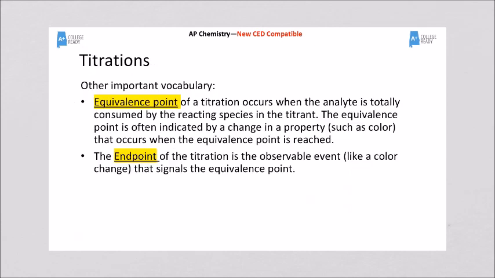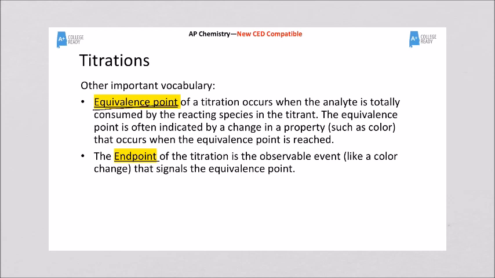Now, some other important vocabulary for titrations is the equivalence point. This is the point where the two things that are reacting have exactly reacted. This is the volume we need to know so that we can figure out the unknown molarity. So this is where we have an exact reaction between the reactants.